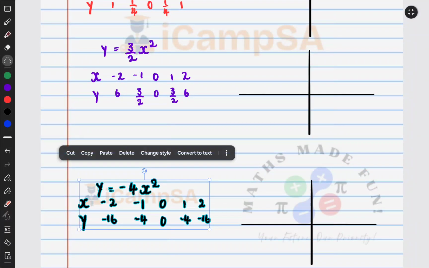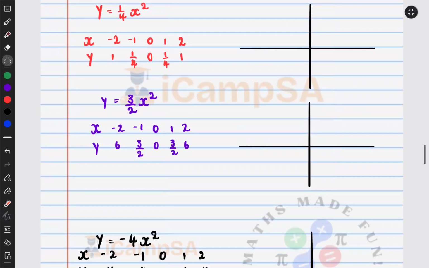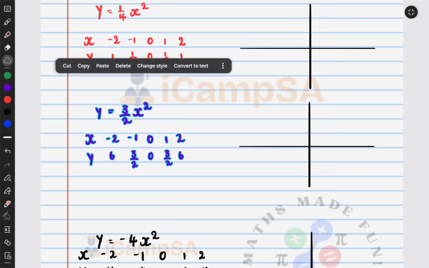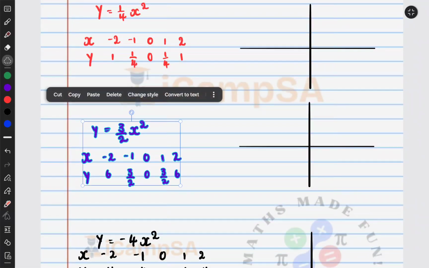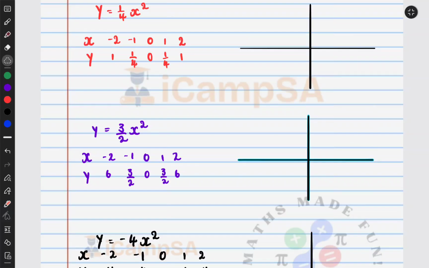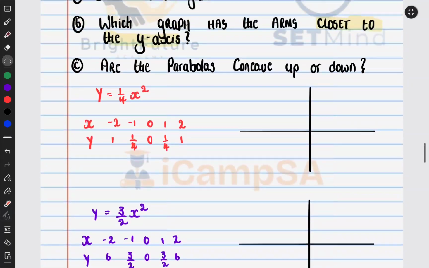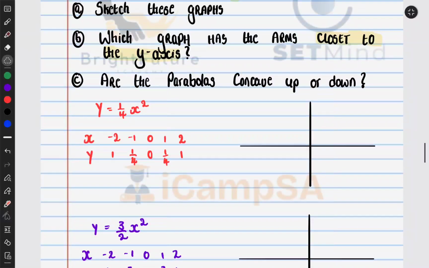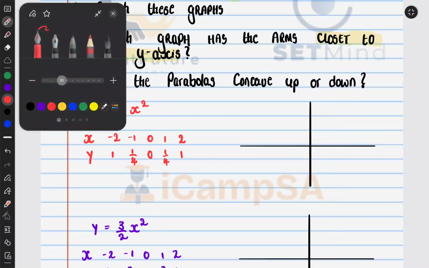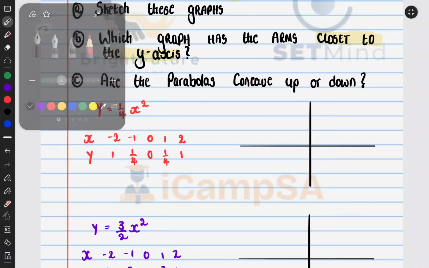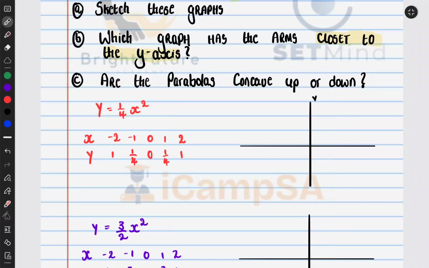I'm trying to move it a bit down, trying to provide some space for the other functions. Hopefully that will work in our favor. Okay, let's go ahead and plot these functions. Well, first things first, I need to calibrate our axes. These are the y-axis and these are the x-axis.